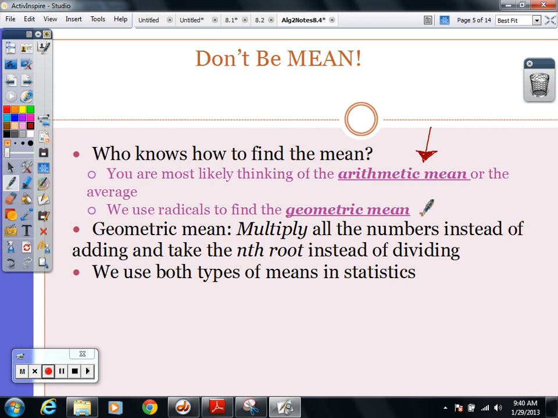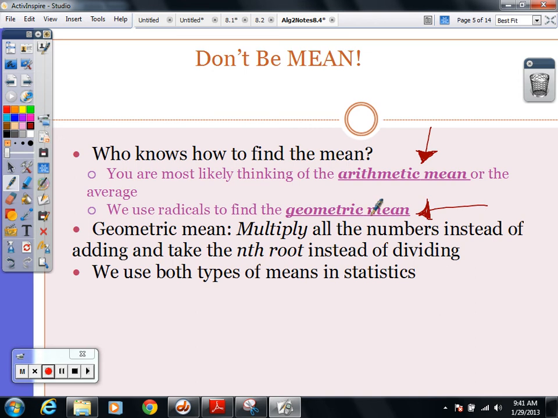You have not used the geometric mean, I'm pretty confident, up to this point. And the geometric mean is very similar. You use it for the same purpose. It gives you a good representation of what your data set represents. And what you do in this case is multiply all the numbers together instead of adding, and then you take that nth root. We use both types of means in statistics, and when I took my statistics class last year, I asked, what is the difference? The main difference is geometric is better.